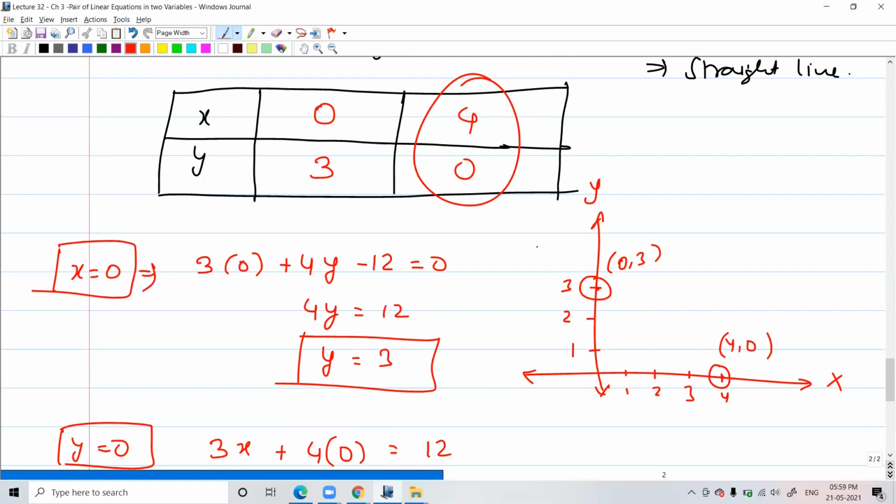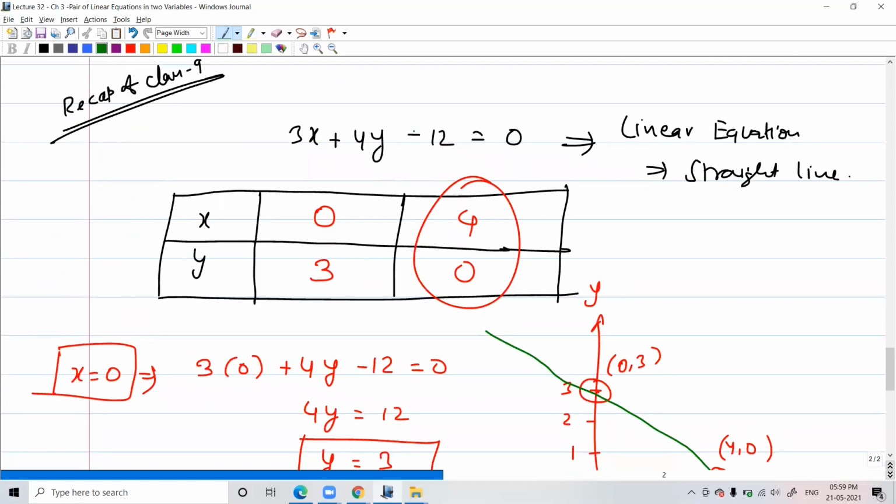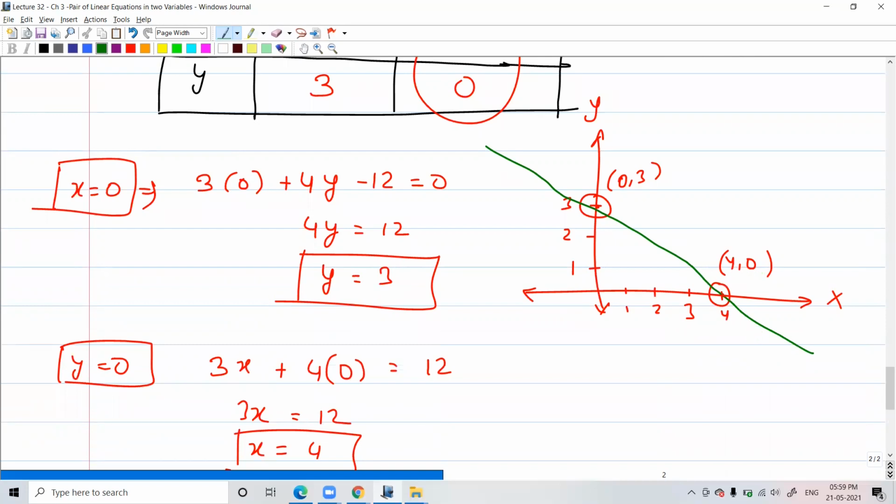So if I know these 2 points, now I can take a scale and join these two and get the straight line. Okay, think of that as a straight line. So this line is what? It's the graph of this particular linear equation in two variables, 3x plus 4y minus 12. Every point on this line is a solution for this given equation.